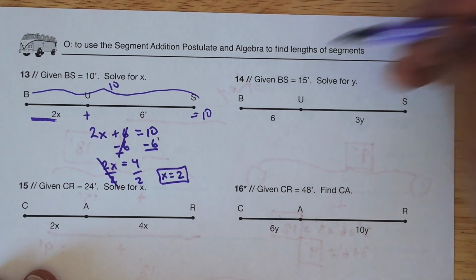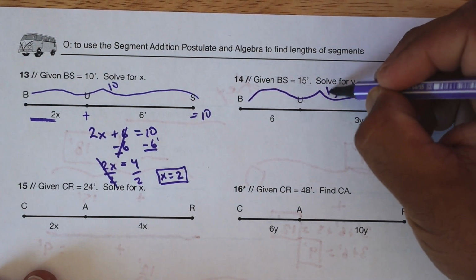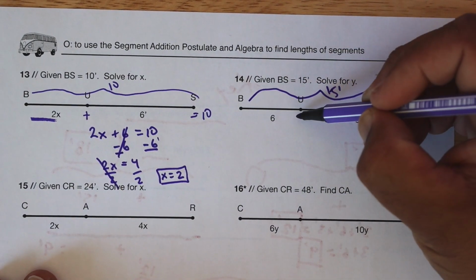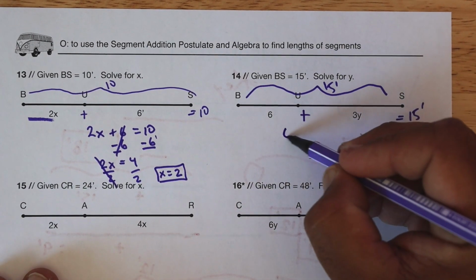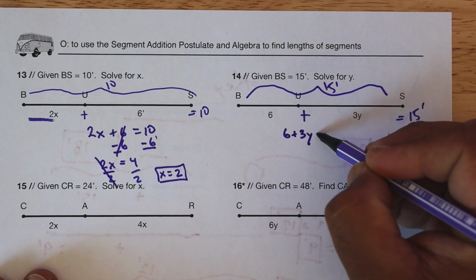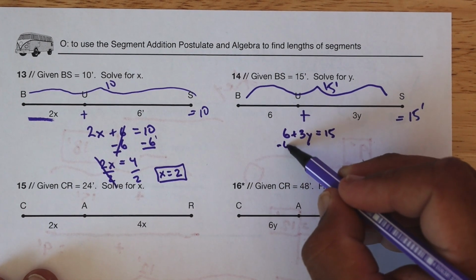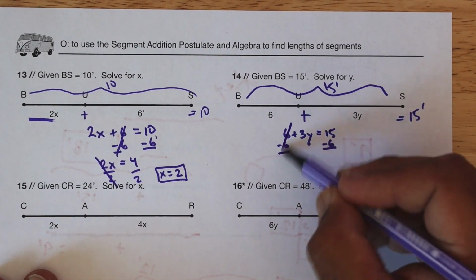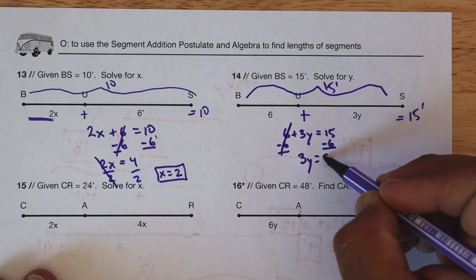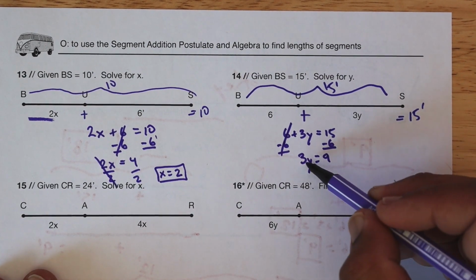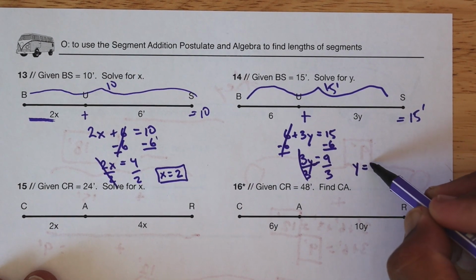All right. Number 14, same idea. BS equals 15 feet. Solve for Y. So this part plus that part equals 15. Same idea that we did before. 6 plus 3y equals 15. To get the y by itself, I'm going to subtract this 6 first from both sides. 3y comes down, equals comes down, 15 minus 6 is 9. So to get this y by itself, I need to get rid of that 3. So I'm going to divide by 3 on both sides, and I get y equals 3.